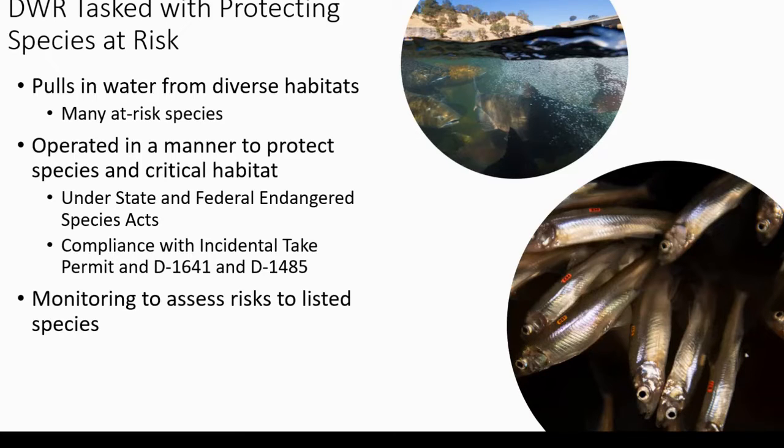So not only is DWR tasked with operating the State Water Project and getting water out to Californians, we are also tasked with operating all of our systems in a manner that protects species. And so you can see from the map in the previous slide that the State Water Project pulls water in from diverse habitats all throughout the state that contain many species at risk. And so the State Water Project is operated in a manner that protects species and that critical habitat.